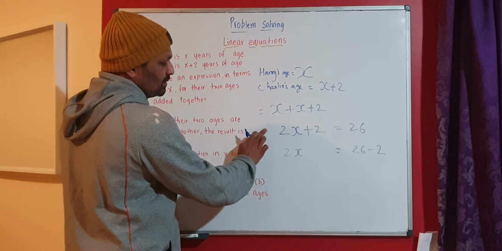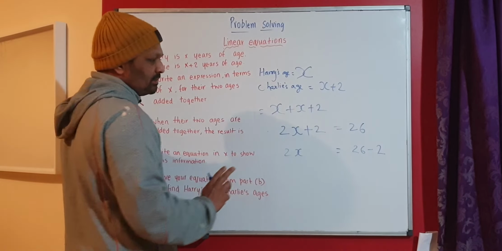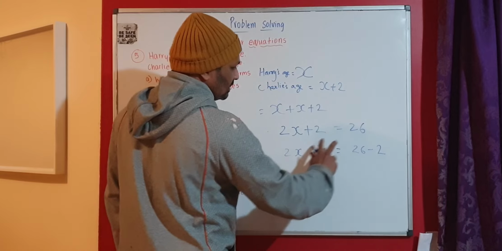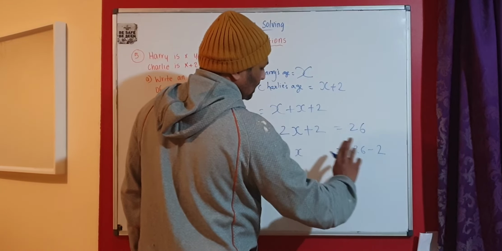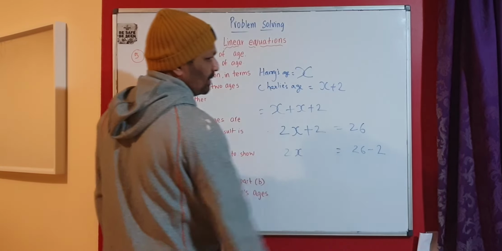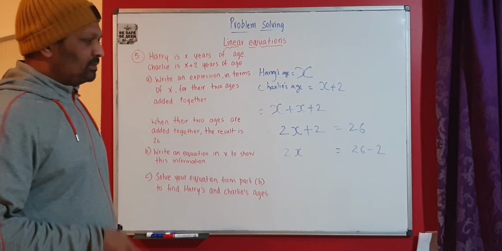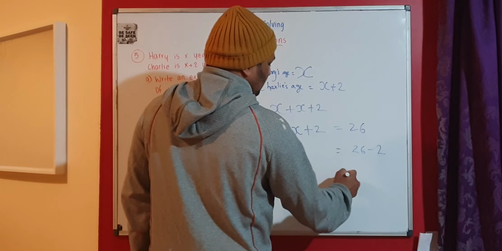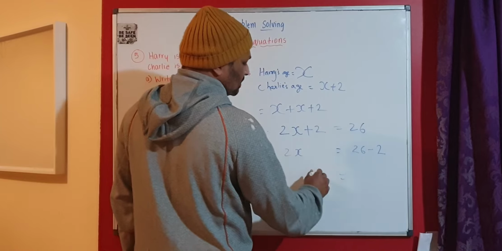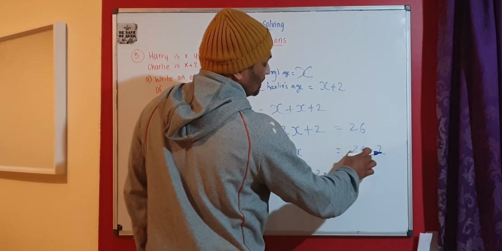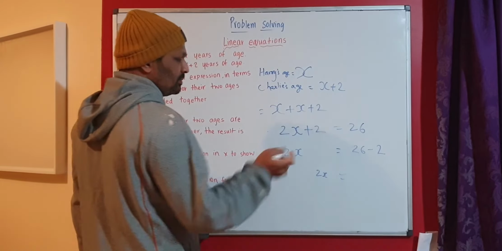If you keep it on the same side, there is no change in the symbols. 2x has become 2x again. 26 has become 26. There is no change. And plus 2, since it moved from left to right, became minus 2. Now you simplify it. What can you simplify? This is 2x, there's nothing else to simplify here. But here, 26 minus 2, you can simplify.